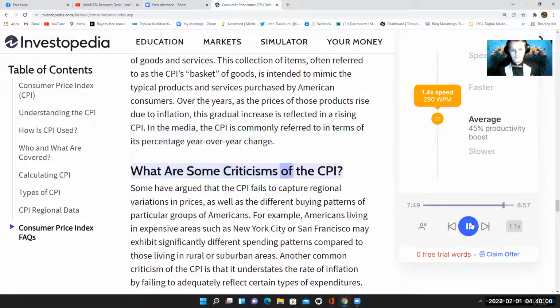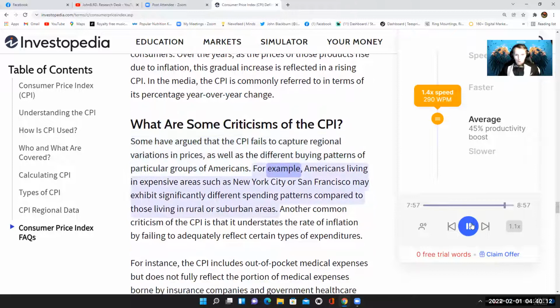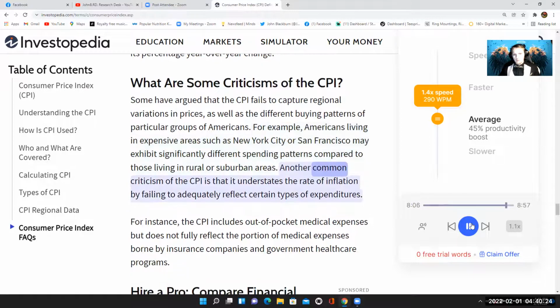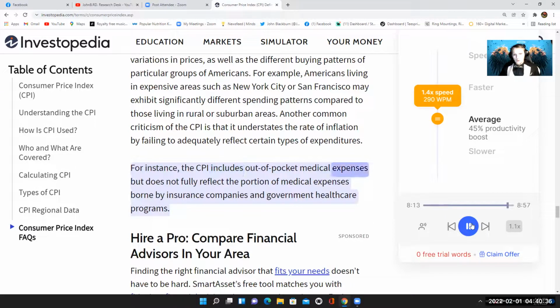What are some criticisms of the CPI? Some have argued that the CPI fails to capture regional variations in prices, as well as the different buying patterns of particular groups of Americans. For example, Americans living in expensive areas such as New York City or San Francisco may exhibit significantly different spending patterns compared to those living in rural or suburban areas. Another common criticism of the CPI is that it understates the rate of inflation by failing to adequately reflect certain types of expenditures. For instance, the CPI includes out-of-pocket medical expenses but does not fully reflect the portion of medical expenses borne by insurance companies and government health care programs.